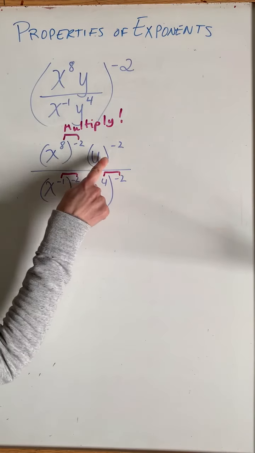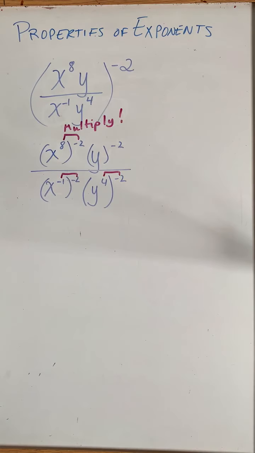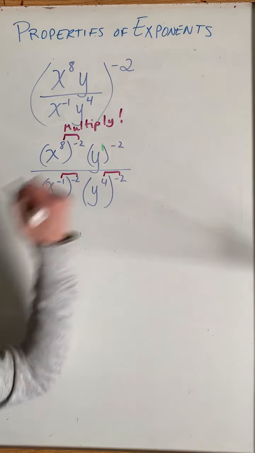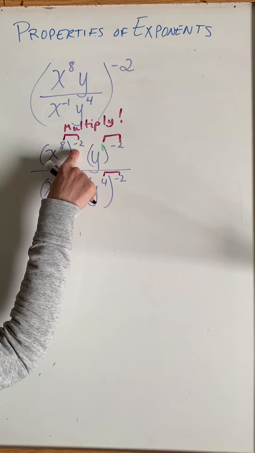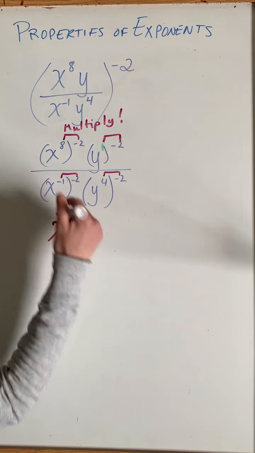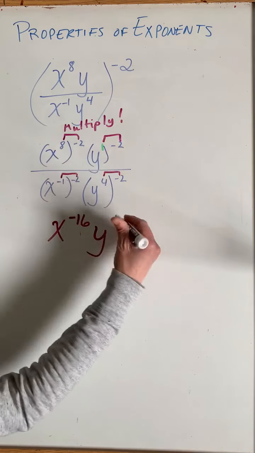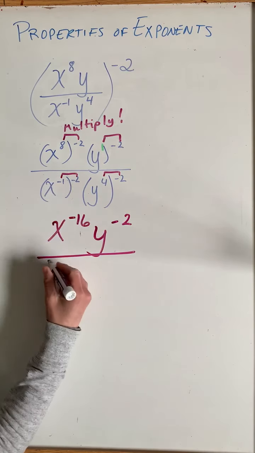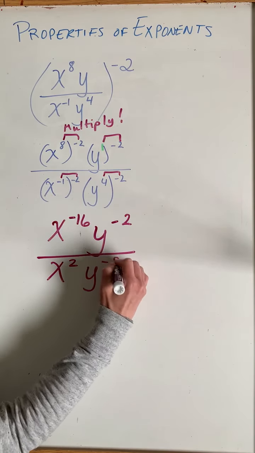All right, so the question is, before we do that, what's my exponent here on the inside? So if this is just y, what am I going to multiply the negative 2 with? So remember, if there's no exponent there, that's really just a 1, right? So when we multiply, we're going to multiply negative 2 times positive 1. Okay, so let's go ahead and multiply. 8 times negative 2 is negative 16, so that's still going to be an x to the negative 16th, times y to the 1 times negative 2, which is negative 2. And then in the denominator, negative 1 times negative 2 is 2, and 4 times negative 2 is negative 8.